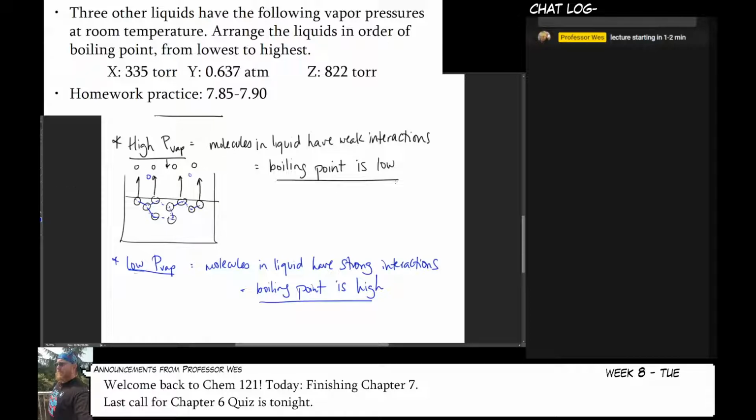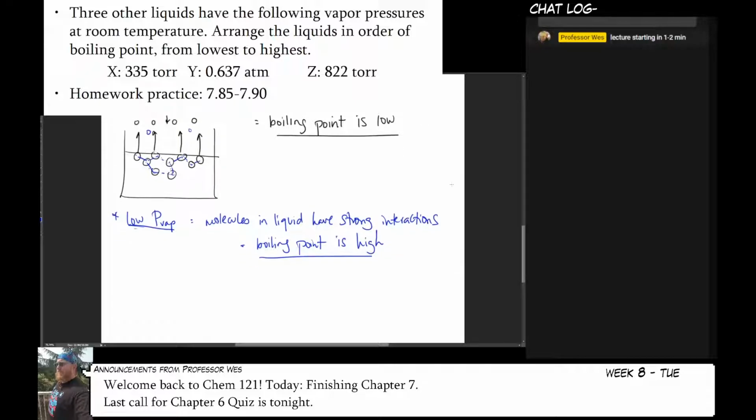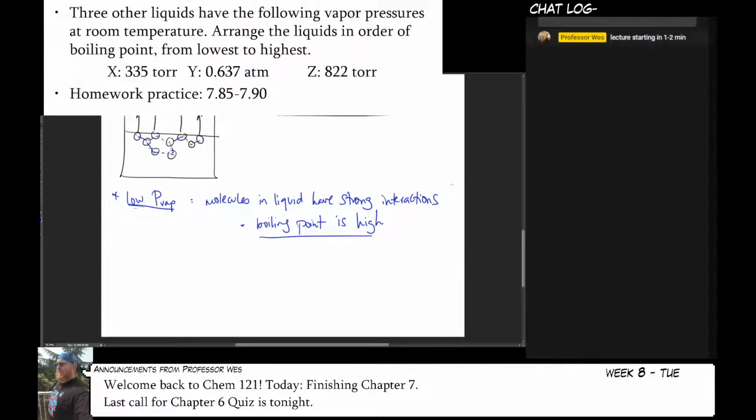And so there's our two relationships. If something has a high vapor pressure, its boiling point is low. And if something has a low vapor pressure, its boiling point is high. So now we just have to sort these by vapor pressure. Let's do that really quickly.